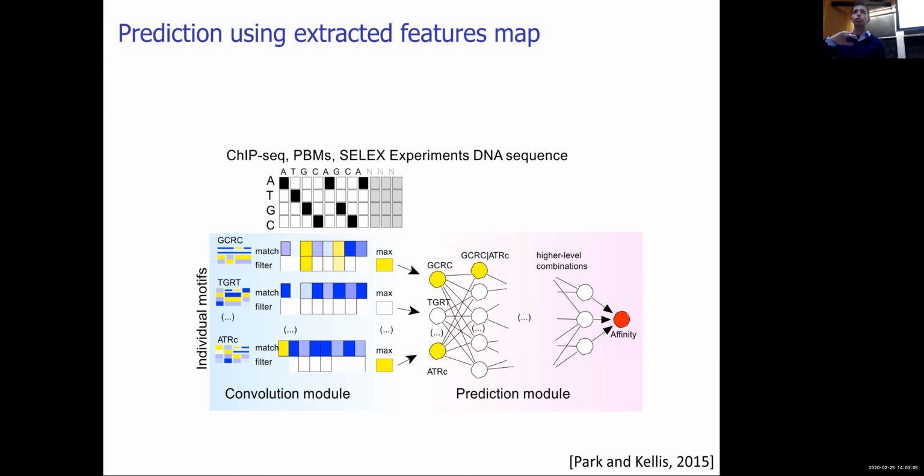We're gonna learn convolutional layers of combinations of the primary sequence, the motifs that are learned from the sequence, combinations of those motifs, higher order structures, and so on and so forth.